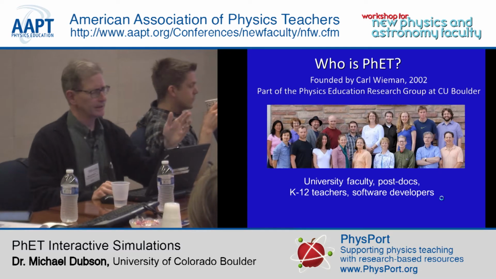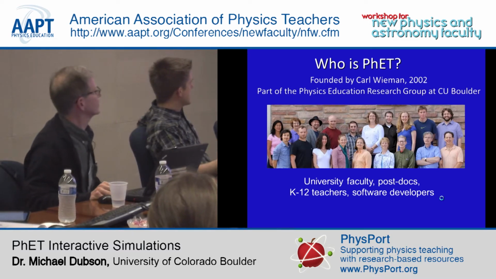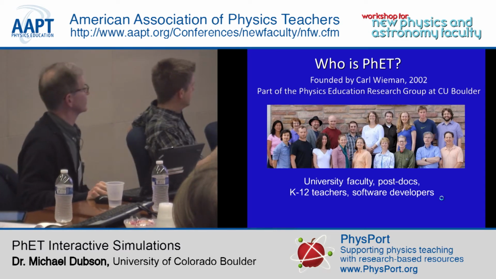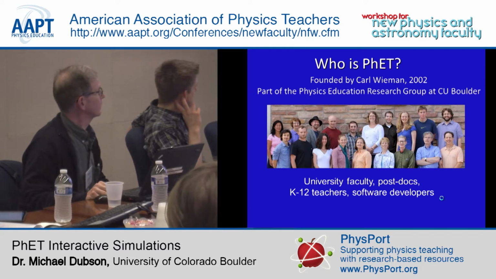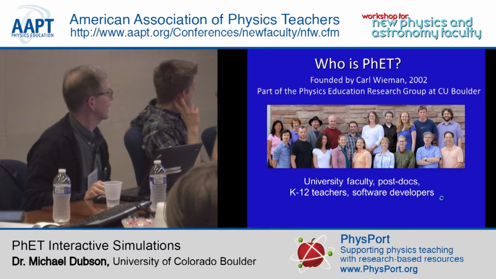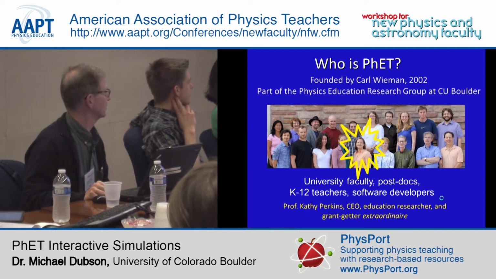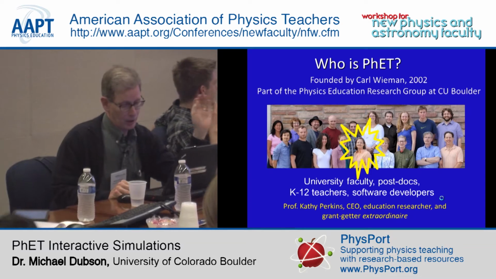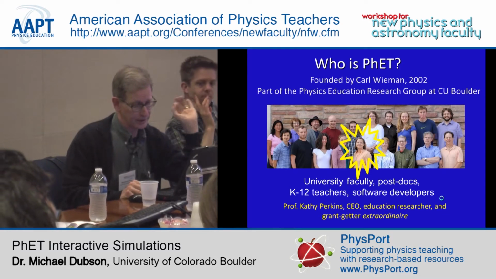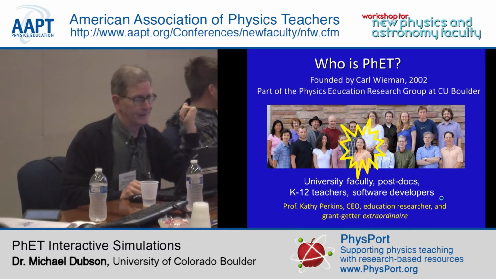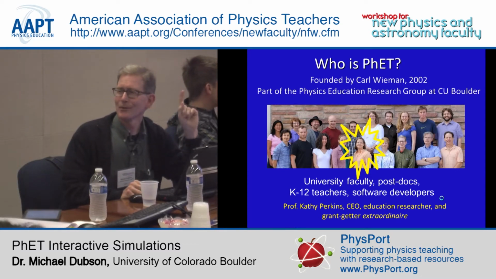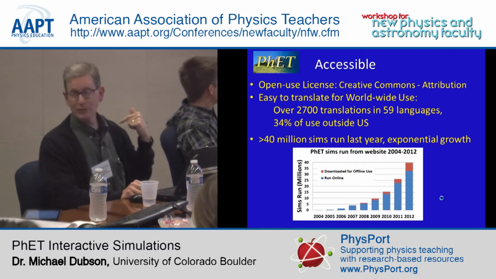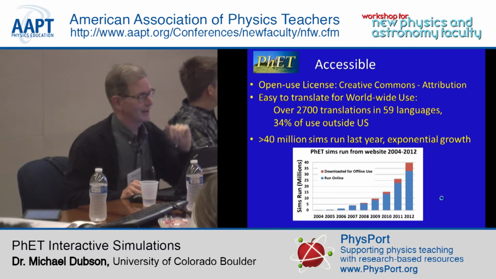So who is PhET? It's an organization founded by Carl Wieman in 2002. It's part of the Physics Education Research Group at the University of Colorado at Boulder. It's a collection of university faculty, postdocs, K-12 teachers, and software developers. It's a big group with a budget of about $1.5 million a year right now. The reason it's running is because of Kathy Perkins, CEO, and I think the most successful grant getter in the world. This is all grants and donations that's running PhET because it's all free. We don't have a business model yet. Sorry, we do. The name of the business model is Kathy Perkins and her grant-getting ability. Incidentally, she was supposed to be here today, but she's too busy getting money, so I came instead.